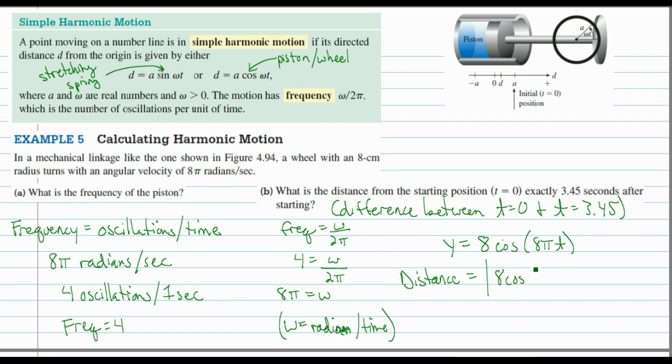8 times the cosine of 8 pi at time 0 minus 8 times the cosine of 8 pi at time 3.45, absolute value. And then in my calculator, I'm going to be in radian mode because I am using radians, unlike the previous examples. I get the position at time 0 is 8 minus 2.47. Turns out we don't have to worry about the absolute value, that'll be positive anyway. But we get 5.53 centimeters.